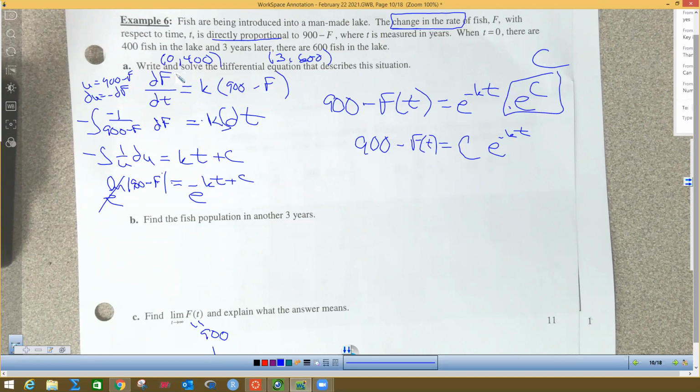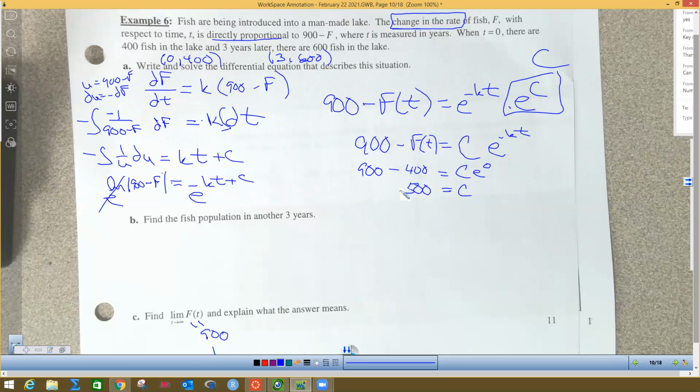So now I'm going to go up here and use my original fish. At time 0, I had 400 fish. And this is where I screwed up on the video. I did not plug the 400 in right here to F of t. So when I did the notes the first time, this was wrong. It should have been 900 minus that 400, and then c e. I'm going to plug 0 in there. 0 times k is still 0, so that's 0. So c equals 500. So there's my c.